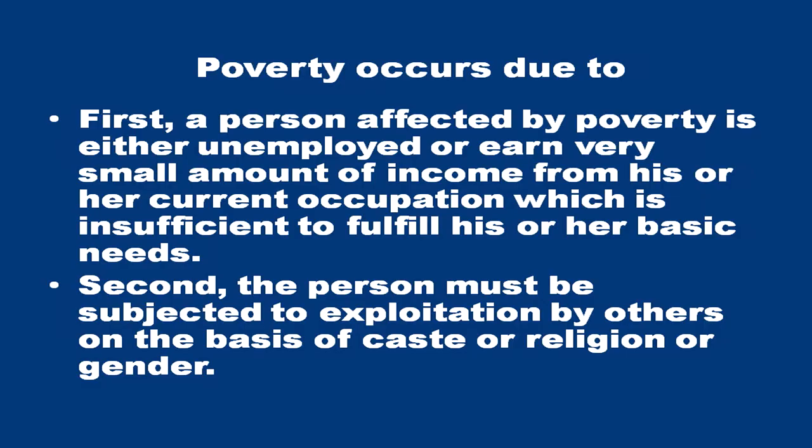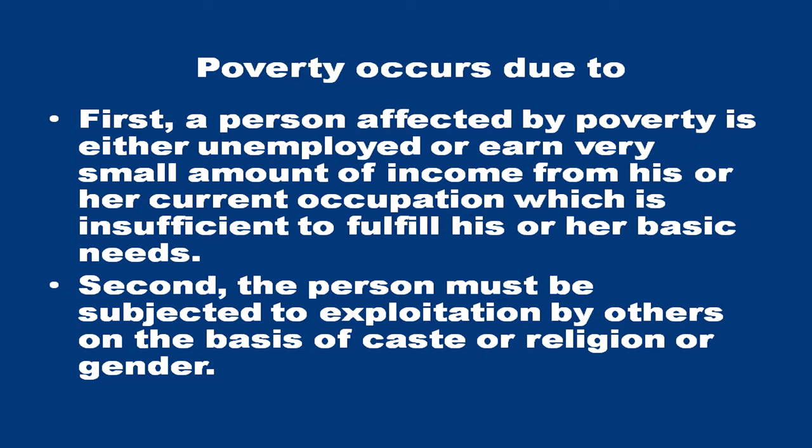How does poverty occur? Poverty occurs due to, first of all, a person affected by poverty is either unemployed or earns a very small amount of income from his or her current occupation, which is insufficient to fulfill his or her basic needs. That means the foremost reason for poverty is unemployment.